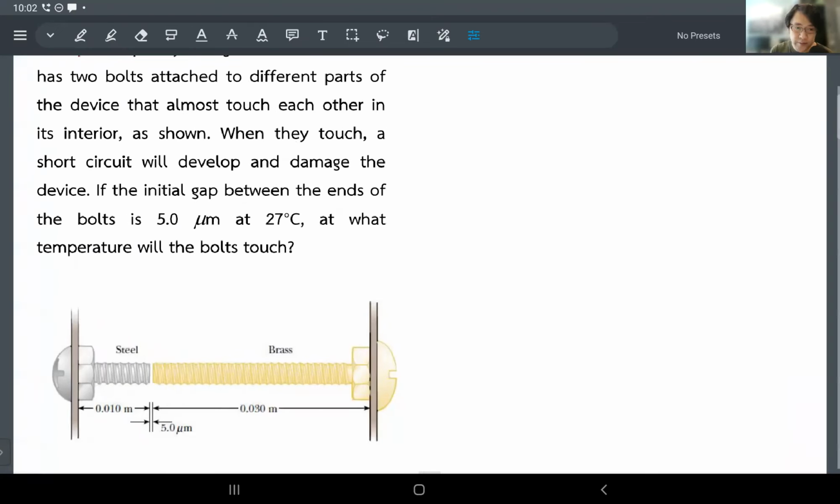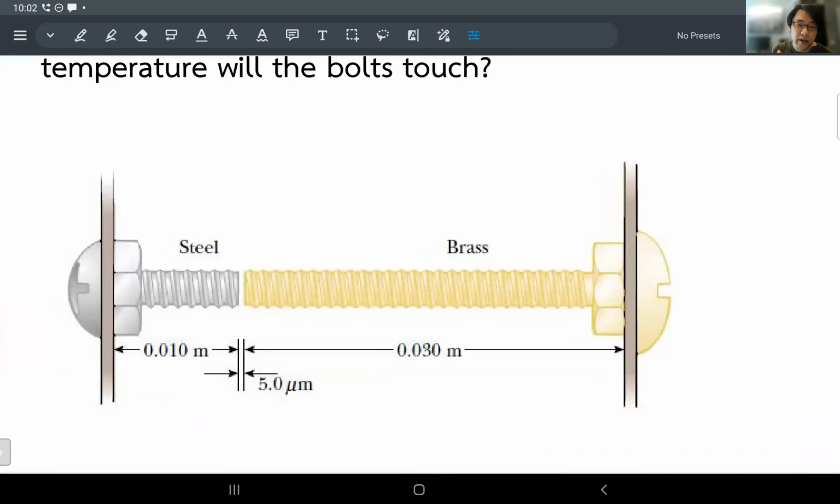Now when you look at this, each bolt is attached to some sort of wall that puts the bolt in place. So when the temperature rises, there will be some expansion due to the increase in temperature. Because one side is already fixed in location, you can expect that the expansion will happen only on one side. If you look at the steel over here, once it gets hotter, it will extend out to the right.